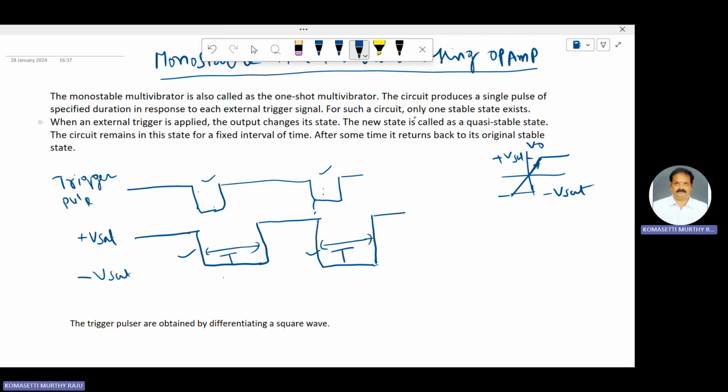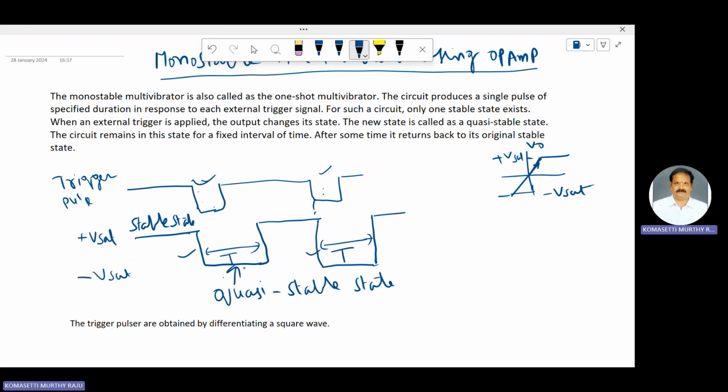For such a circuit, only one stable state exists. This is the one stable state. When an external signal, a negative going pulse, is applied, the output changes its state from plus V set to minus V set. The new state is called a quasi-stable state.